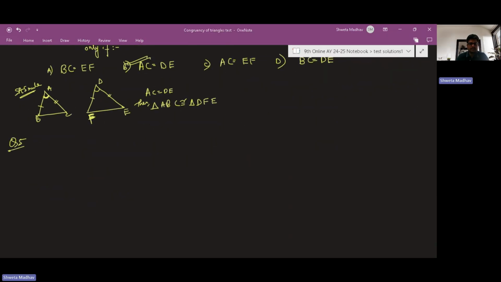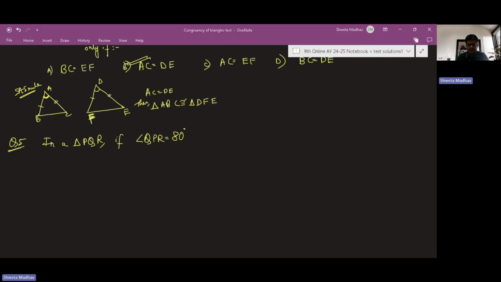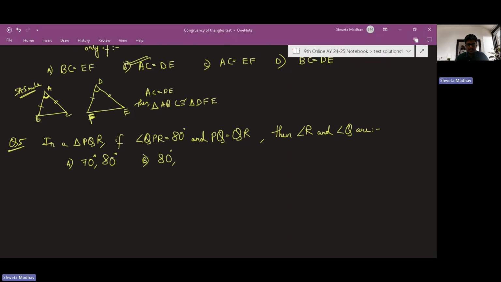Then in question number 5, it has been told that in a triangle PQR, if angle QPR is equal to 80 degrees and PQ is equal to QR, then angle R and angle Q are: option A is 70 degrees and 80 degrees, option B is 80 degrees and 70 degrees, option C is 80 degrees and 80 degrees, and option D is 50 degrees and 50 degrees.